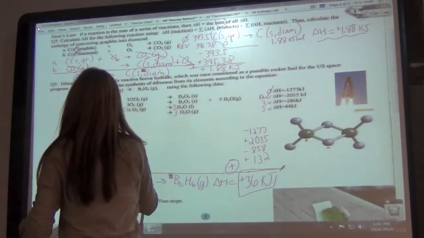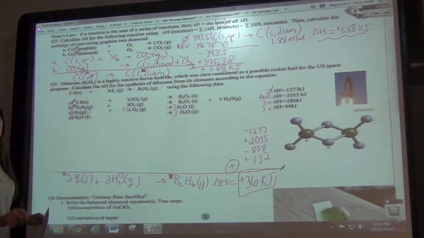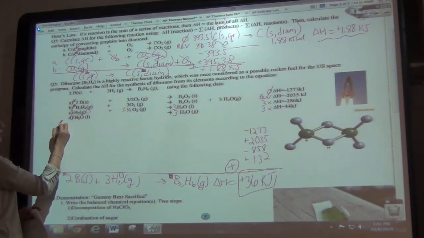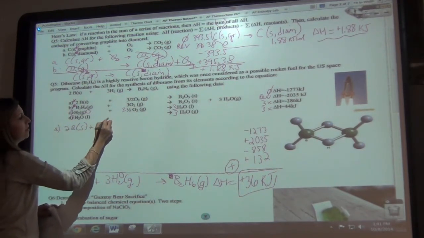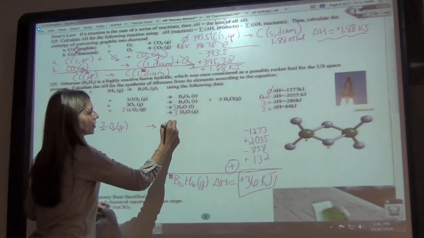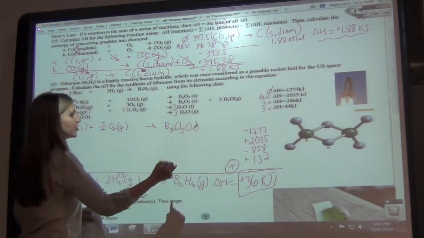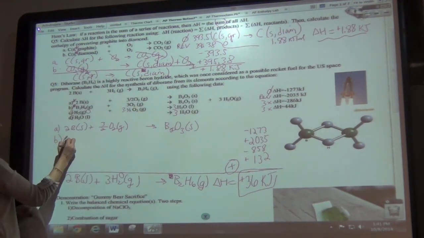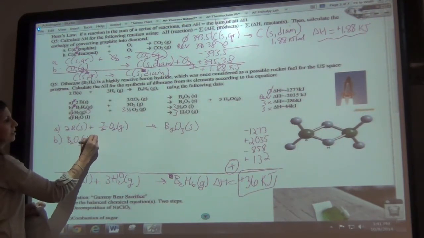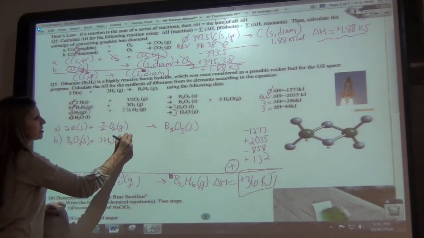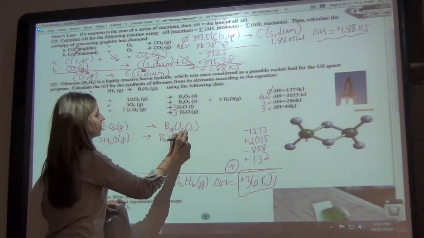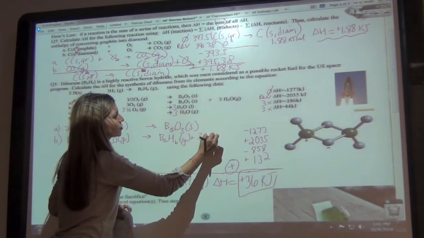Let's make sure that worked. Okay? So we're just going to check it just to make sure that everything worked. Because you may be looking at that and going, wait a minute, I don't think that's going to work right. So we're going to rewrite everything. So the top line, line A, we are not changing. 2B solid plus 3 halves O2 gas yields, don't forget to line up your arrows, B2O3 solid. That's my first line. Second line, reverse it. So B2O3 solid plus 3H2O gas yields, I'm lining up my arrows, B2H6 gas plus 3O2 gas.